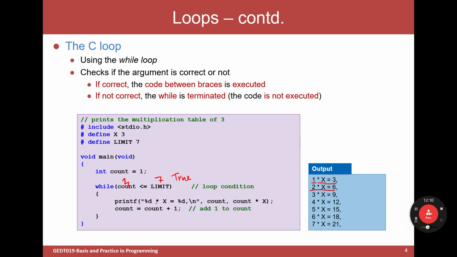It will be 3 times x, which is 3 times 3, will be equal to 9. So this one will be 9. So that means it will print this one.